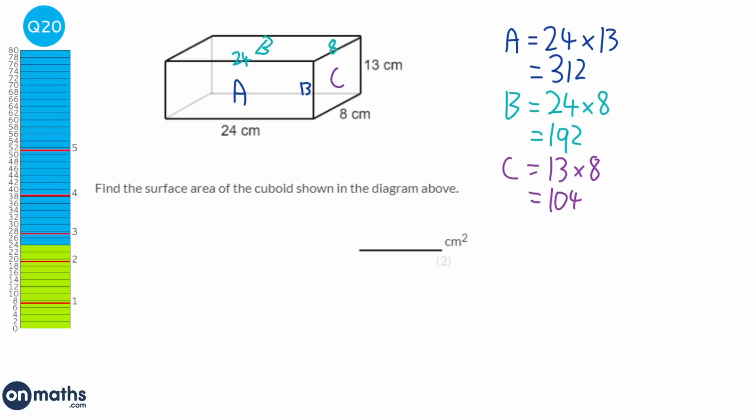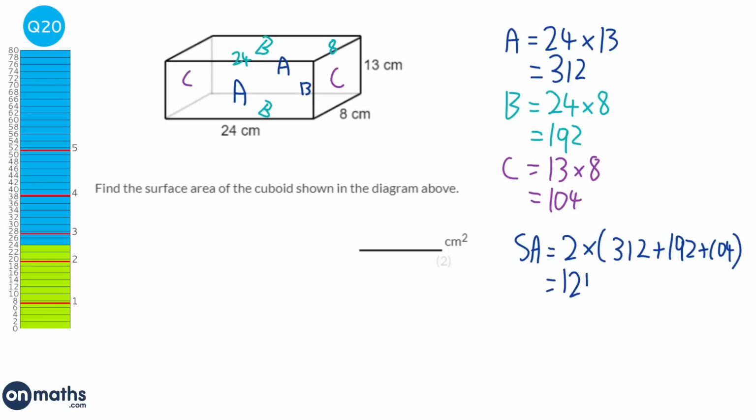Now notice that the faces all have the exact same face on the opposite side. So this one at the back is also A, this one at the side is also C, and the one at the bottom is also B. So what I'm going to do is add up all the areas of the squares and double it. So to work out the surface area, we're going to do 2 times 312 plus 192 plus 104, and that will give me 1,216 centimeters cubed squared, because it's an area.